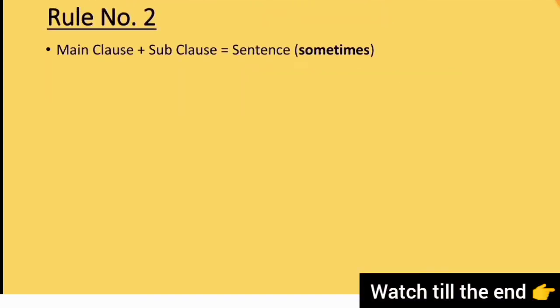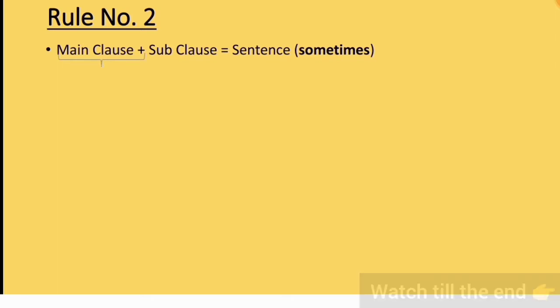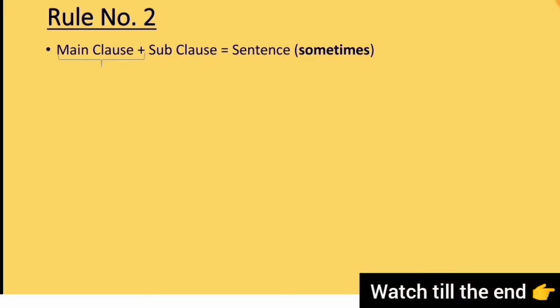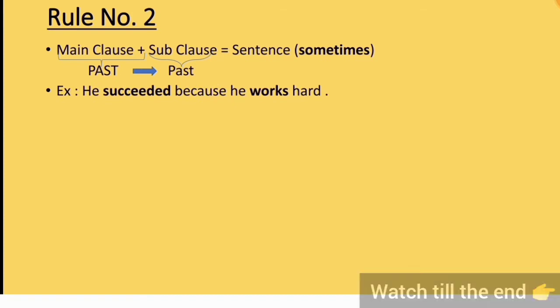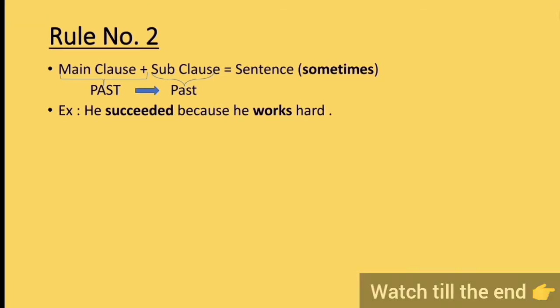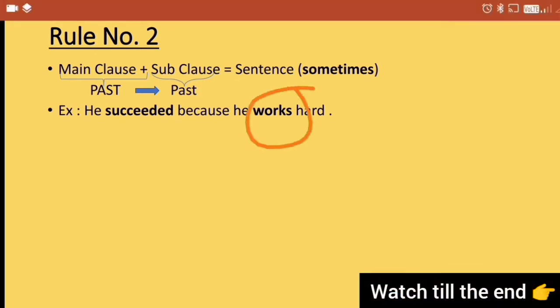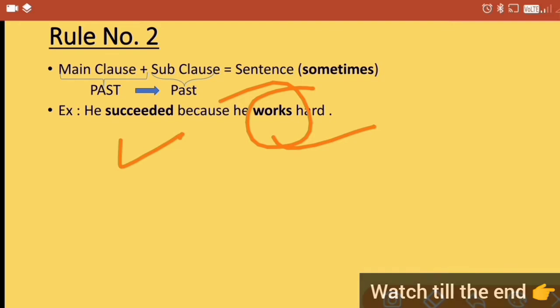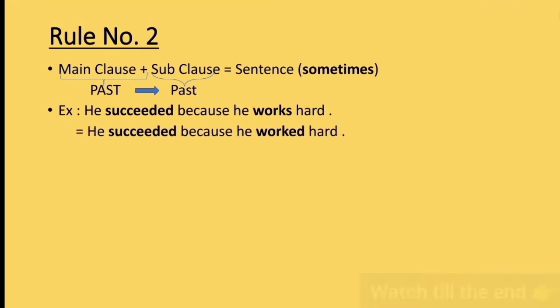Rule number 2. Sometimes we find that two clauses, a main clause and sub clause, form a sentence. In that case, if main clause is in past tense, then sub clause will be in past tense. Look at the example. Here it is wrong because it is present tense while it should be past tense. So it will be walked.